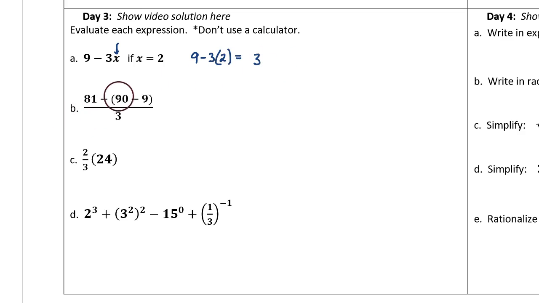Now question B, do the work inside of the grouping symbols first. So the 90 minus 9, you do that first, that makes 81. So now we have 81 minus 81, and that's all divided by 3. Figure out the numerator first. 81 minus 81, that makes 0. And finally, 0 divided by 3 makes 0.